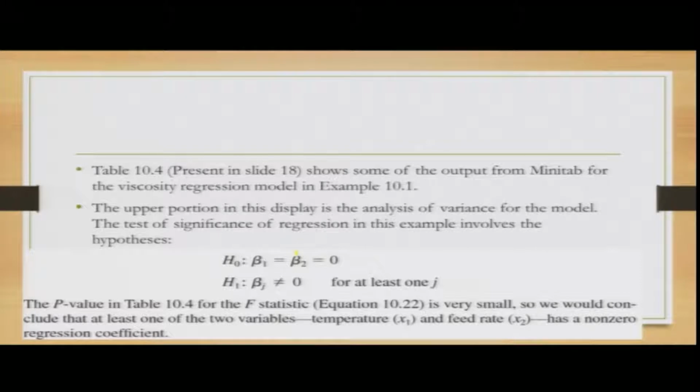In the following slide, it will show the summary of the output from Minitab for the viscosity regression model. The upper portion of the display is the analysis of variance for the model. The test of the significance of the regression in this example involves the hypothesis that beta 1 equals beta 2 equals 0, and in the alternative, at least one of them is not 0. The p-value in the table for the F statistic is very small. So, we would conclude that at least one of the variables, which is temperature or feed rate, has a non-zero value, hence the linear relationship holds.